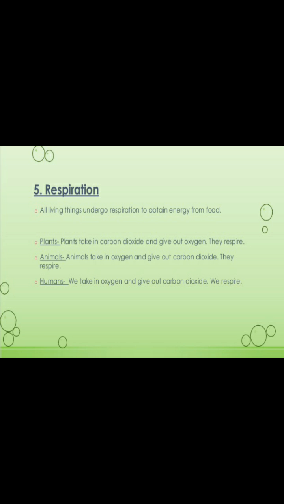They respire. Animals take in oxygen and give out carbon dioxide. They respire. Humans, we take in oxygen and give out carbon dioxide. We respire. So plants, animals and humans, we all respire.